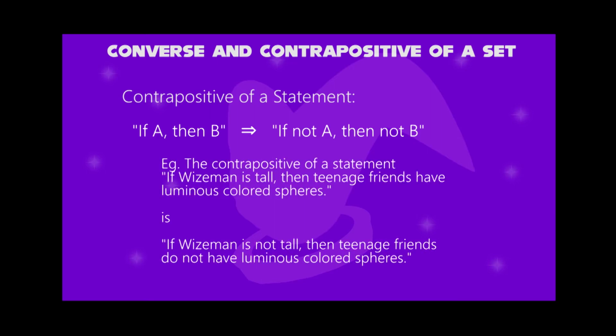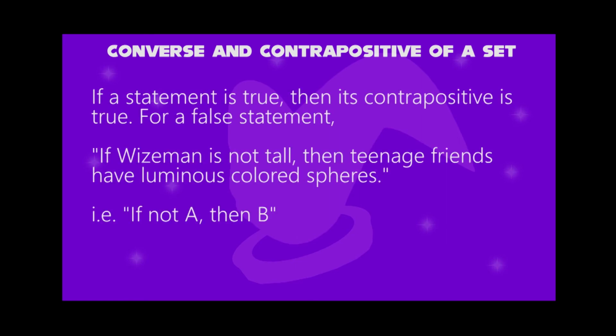For example, if wise man is tall, then teenage friends have luminous colored spheres. The contrapositive of the statement becomes, if wise man is not tall, then teenage friends do not have luminous colored spheres. If a statement is true, then its contrapositive is true. If a statement is false, for example, if wise man is not tall, then teenage friends have luminous colored spheres, then its contrapositive is false.